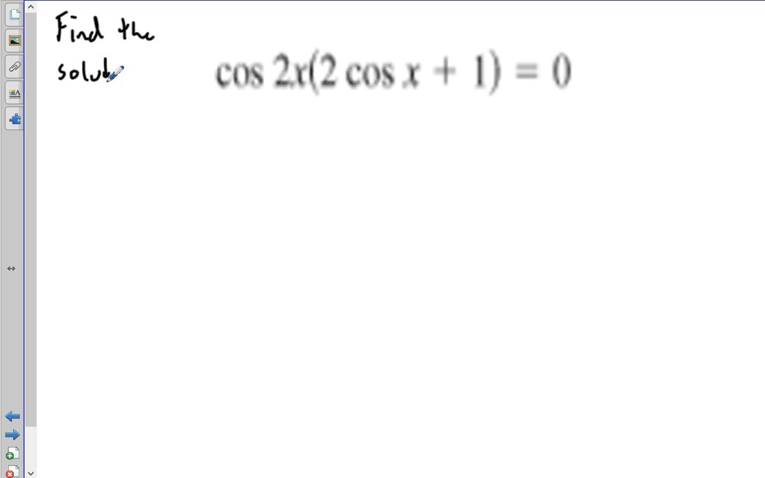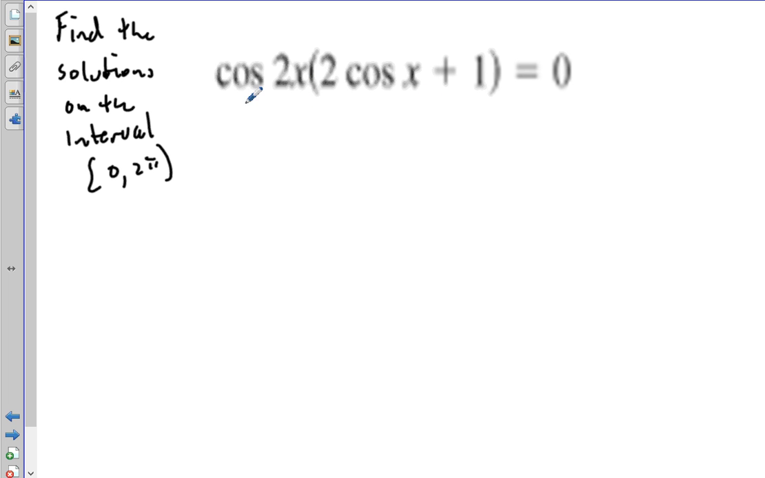All right, find the solutions to this. Find solutions on the interval from 0 to 2 pi. Okay, it's a little bit more complex because now we have a product of two of them. Sometimes you won't have this, but we have cosine of 2x times 2 cosine of x.